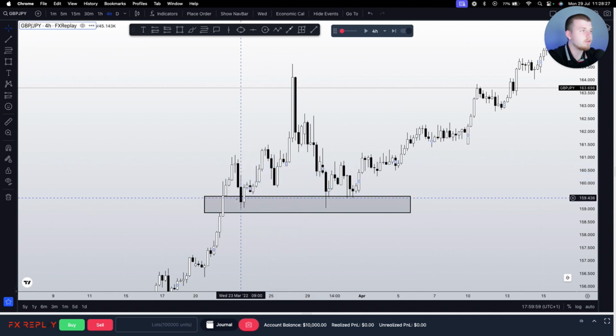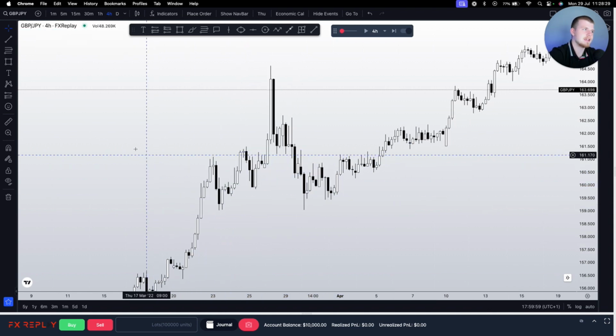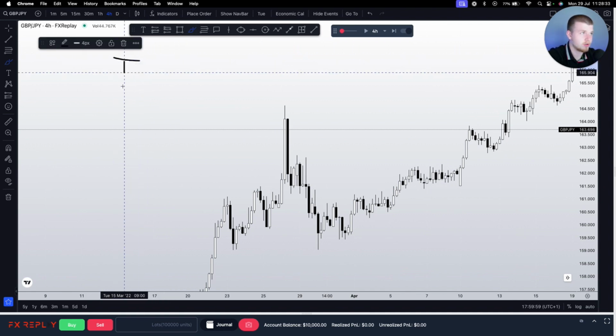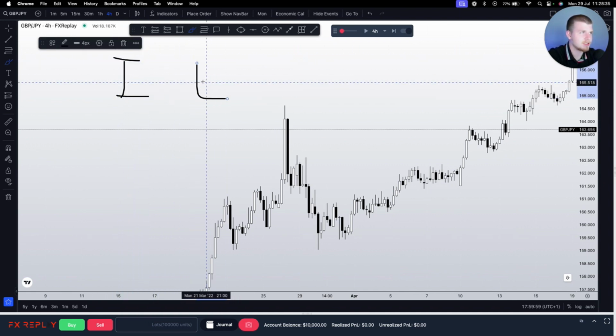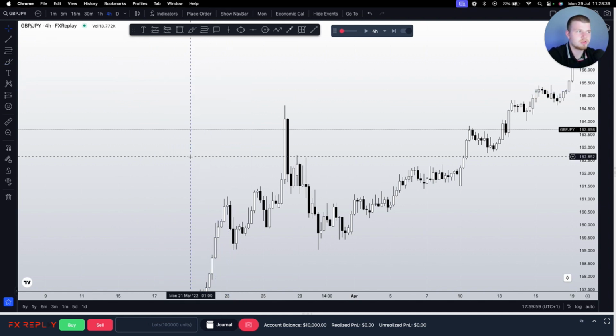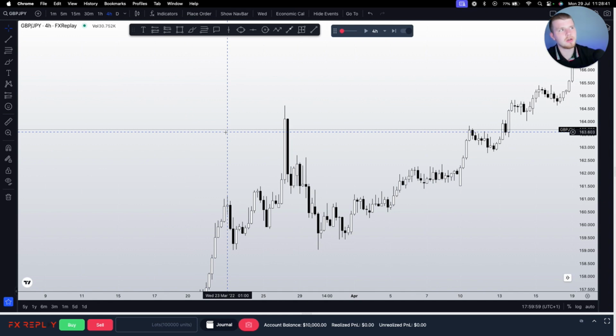Now there are obviously two things. We're not going to get into this yet. I'm going to make a video on this in the future, but there's internal liquidity and external liquidity. We're not going to worry about that yet. All we need to focus on is liquidity as a whole. I've shown you fair value gaps and I've just shown you liquidity. So now we have our trading zone.